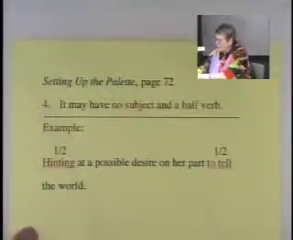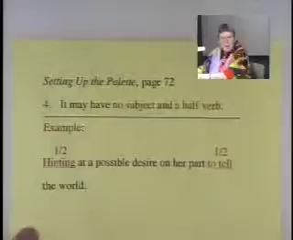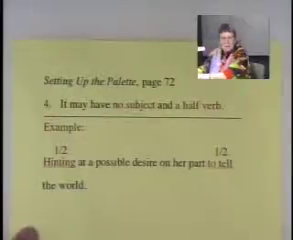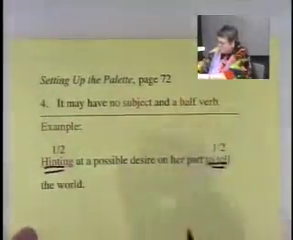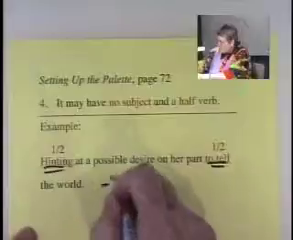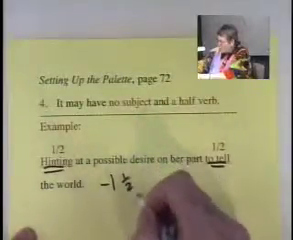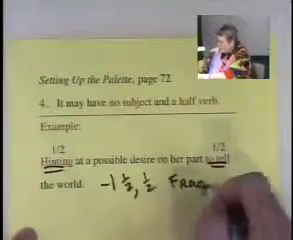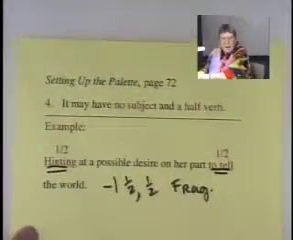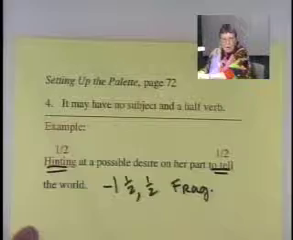In the next one, highlight this. It may have no subject and a half verb. You get this, hinting at a possible desire on her part to tell the world. Well, there is no subject whatsoever. You do have two half verbs, and it would look like this, no subject and a half verb and another half verb, but it produces a fragment because, again, even though in math a half and a half makes a whole, in English a half and a half is still a half.